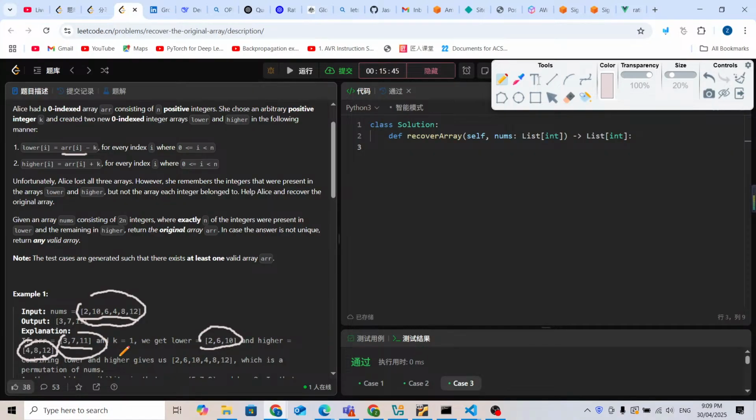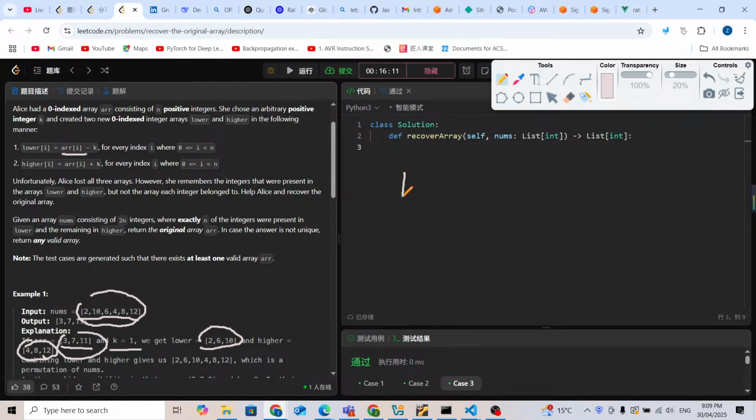So the problem is going to become easier if we fix this k. So for example, if the value of the k is fixed, so for example, if it is 1, definitely we can find 3, 7, 11 or 2, 6, 10 are going to be the lower array, and 4, 8, 12 going to be the higher array. So for example, we're going to fix the k. K going to equal to 1.